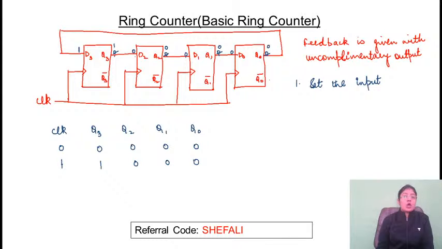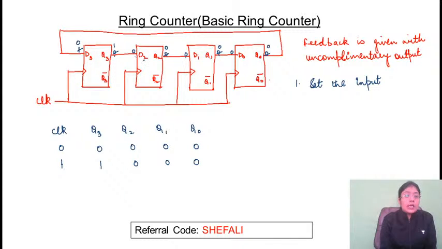For the next clock, again, first of all, you need to set the inputs. Now, what will be the input here? Whatever is the output you are getting here. What output are you getting here? It is 0. So this 0 will be the input for the next clock.